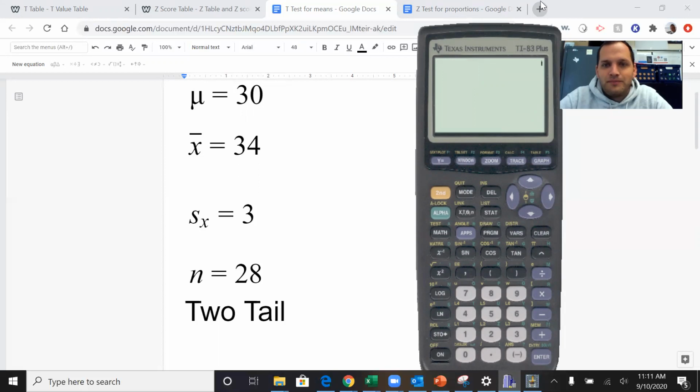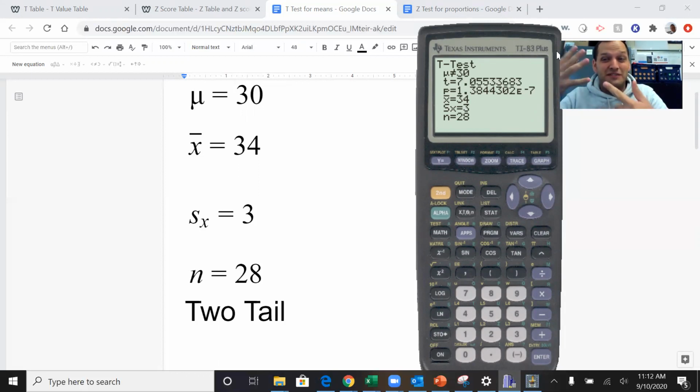We go to calculate. We get a p-value of 0.000001. This is 7 standard deviations away from the mean. Remember, anything more than 2 is unusual. This is 7 standard deviations away from the mean. So in this case, we have some good evidence to support that the null hypothesis is not correct. We have some good evidence to support that it's not 30. Okay, so that's how you do the t-test.